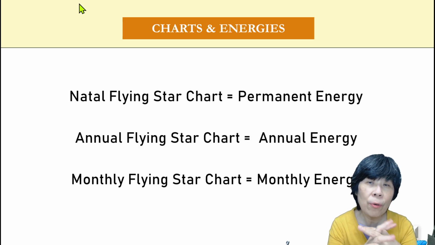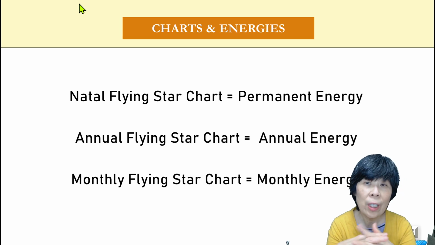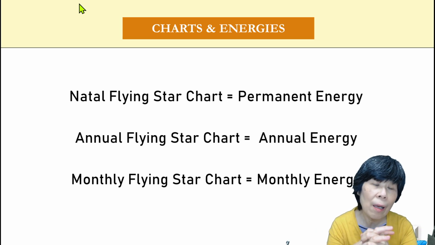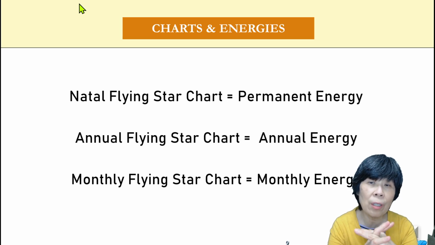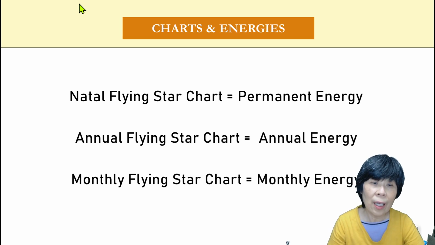Generally, most feng shui masters would use the flying star formula to determine these three energies and come up with these three charts: the permanent energy with the natal chart, the annual energy with the annual chart, and the monthly energy with the monthly feng shui chart of a property or building and of each sector of the property. You can actually find this by coming up with the charts of each of these properties.